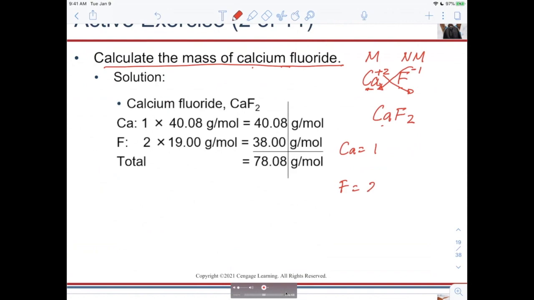2 fluorines. The calcium is what? You look at the mass in the periodic table, it's 40. I know it's written right here. I'm going to use an abbreviated form. Fluorine is 19. So we have 40 here. We have 38 here. When you add this up, you get 78. And this is going to be grams per mole because they're asking for molar mass.